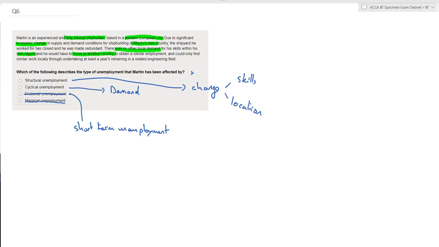I've then got to decide whether this is a structural change or something around the aggregate demand in this economy. Now, it mentions demand conditions, but I think overall, looking at the scenario as a whole, it talks about economic change for shipbuilding. There's now a lack of demand in this region for the skills. He could move somewhere else and his skills would be in demand. I would argue very strongly that it's not cyclical unemployment, and the right answer is indeed structural unemployment.